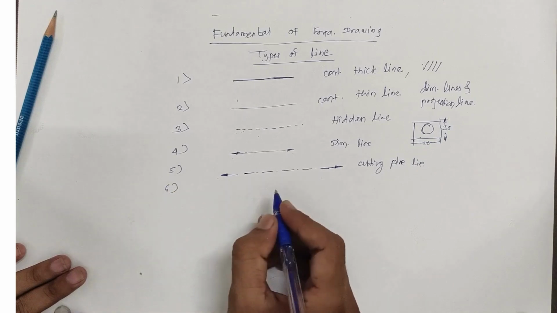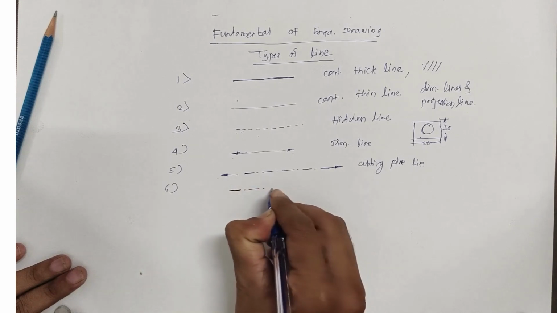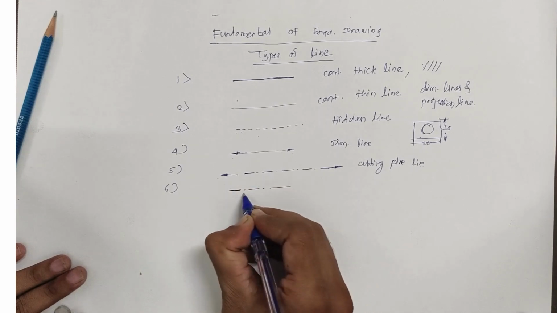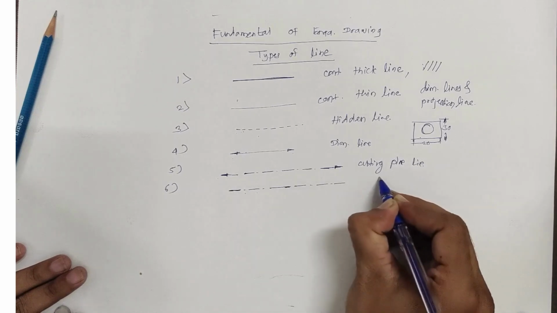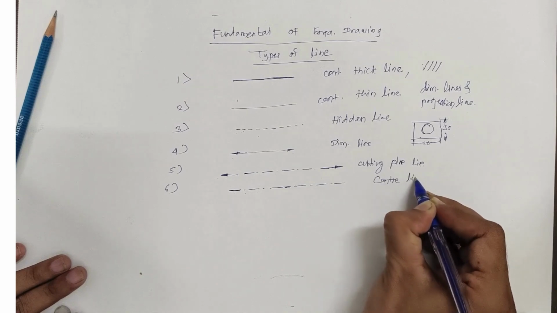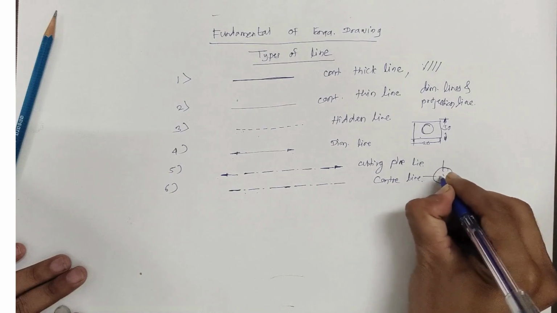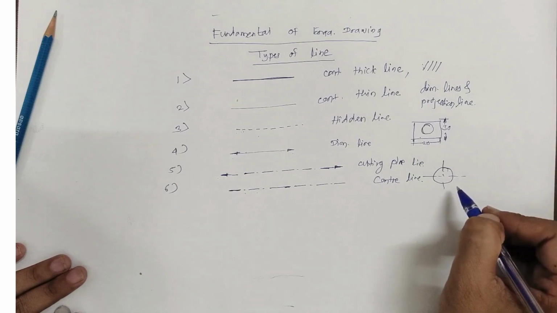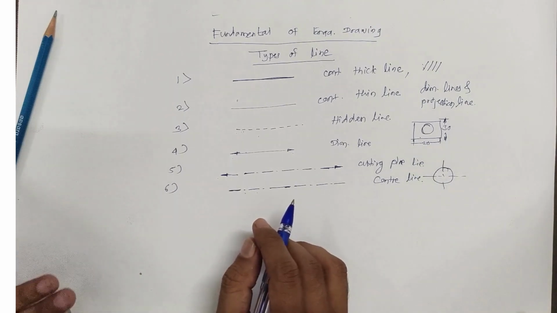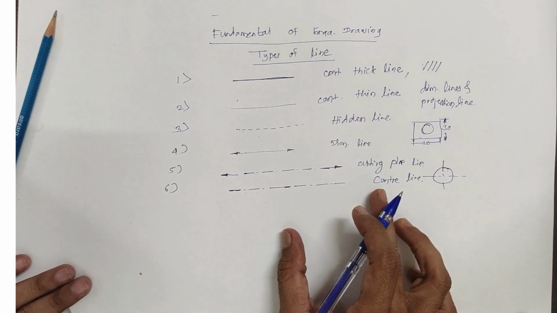One more important type is the center line. The center line shows the symmetry of the object. So 6 to 8 mm, 1 mm gap, 2 mm, 6 to 8 mm, 1 mm gap. Likewise you have to draw the center line. Suppose this is a circle and we have to show the symmetry. Likewise for a triangle or rectangle, you can show the symmetry of the object. There are many more types, but these are the very important types of line, which will be very useful in engineering drawing.